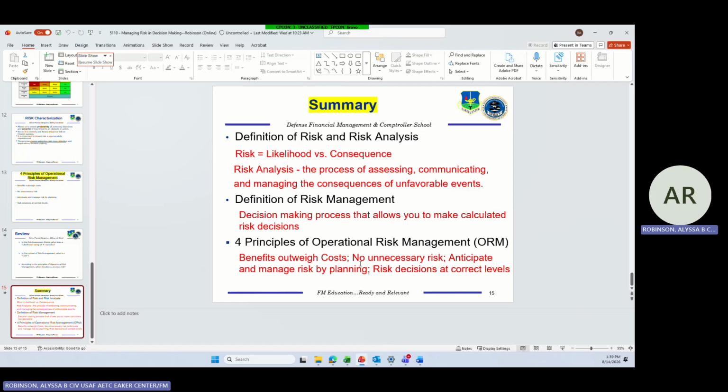Finally, let's go through our summary. We went through the definition of risk and risk analysis. And then we went through the definition of risk management. And then finally, the 4 principles of operational risk management.